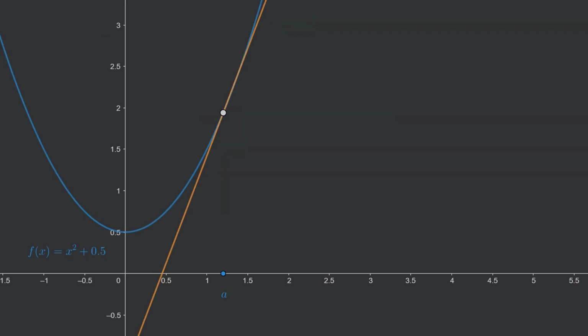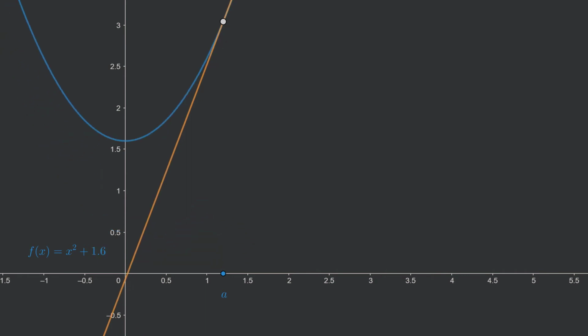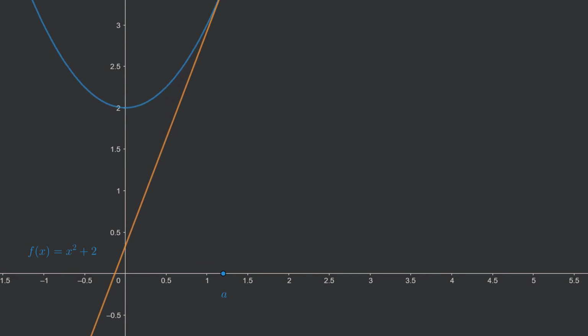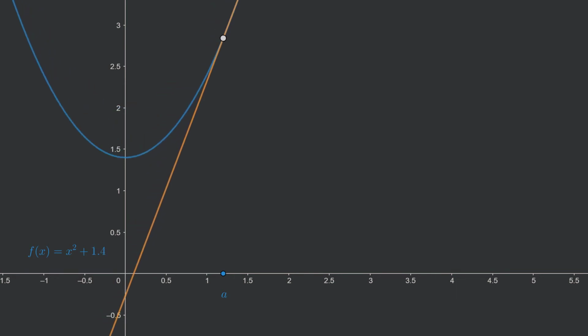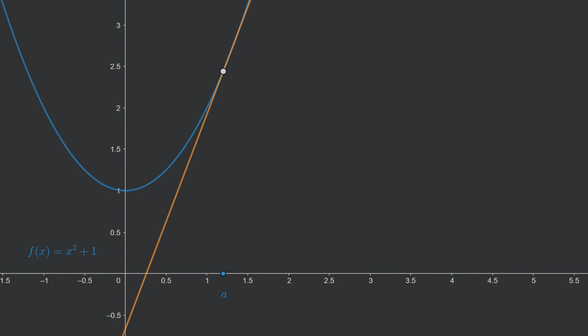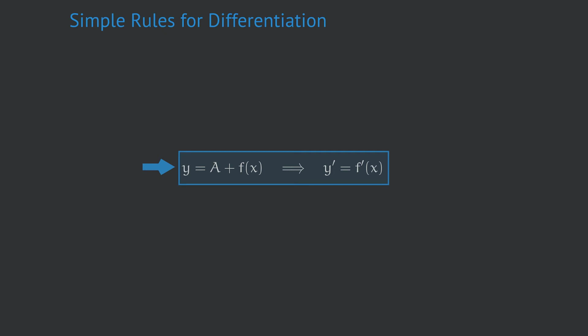Next, we are interested in the question, what happens to the derivative of a function if we shift that function vertically along the y-axis, like this? Obviously, the slope of the tangent doesn't change, so we expect the derivative of a function not to change when we move the function along the y-axis. This is our expectation rephrased in formulas. When we have a function y, which is created from some other function f by adding a constant a, we expect that the derivative of that function y is equal to the derivative of the function f.